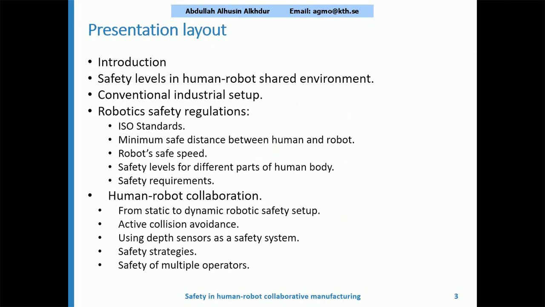I will also talk about the human-robot collaboration, which is a direction for a new generation of robots, which is more of industrial collaborative robots that nowadays available from different manufacturers. And I will talk first about how this static safety setup has been moved to a dynamic setup instead. And an example that we have here at KTH is an active collision avoidance system, which uses depth sensors as a safety system and defining safety strategies and providing a safety for multiple operators in the shop floor.